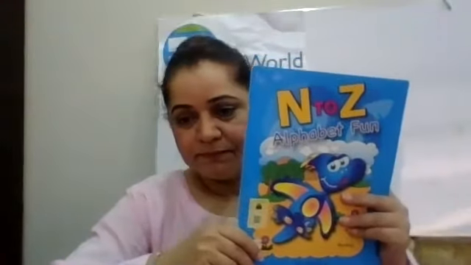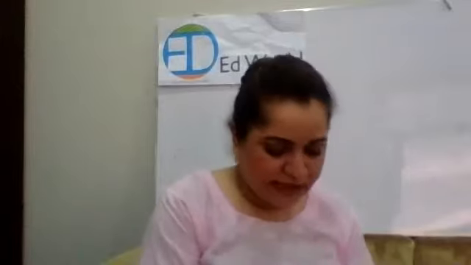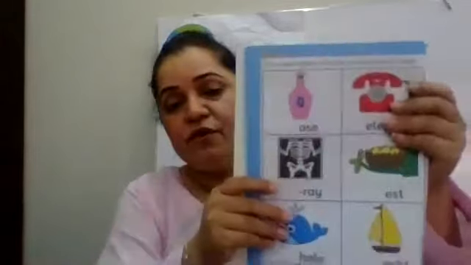Okay, now please take out your alphabet fun book N to Z, capital N to Z, the blue one. And please open page number 38. We'll be doing two activities on page number 38 and page number 39. First of all, we will be doing the activity on page number 38.